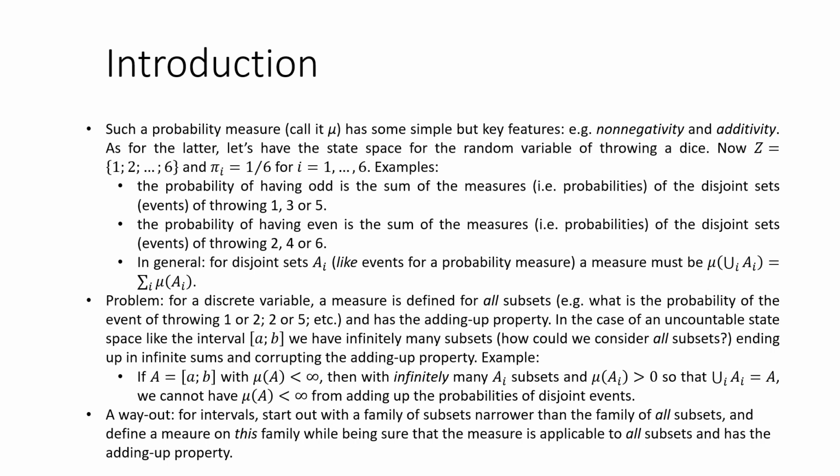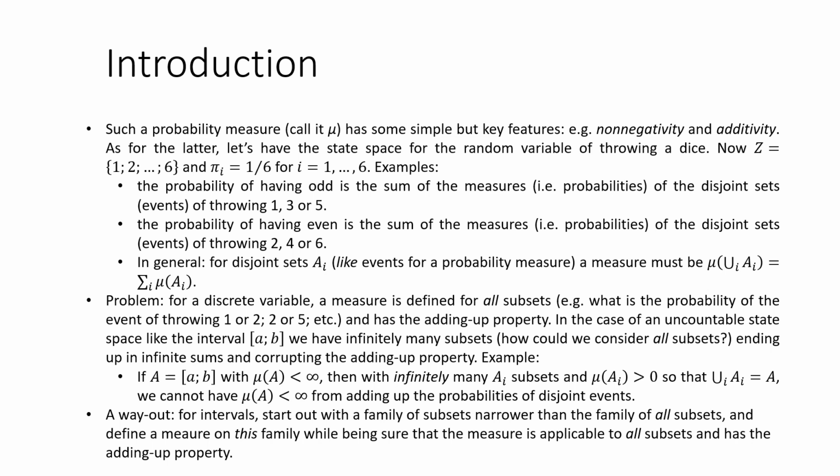So in general, for disjunct sets, which can be events in the case of a probability measure, this additivity or adding up property, which I am emphasizing, means that the measure of the union of the disjunct sets is the same as the sum of measures of disjunct sets. This is very crucial and very useful. So this is a property we insist on.